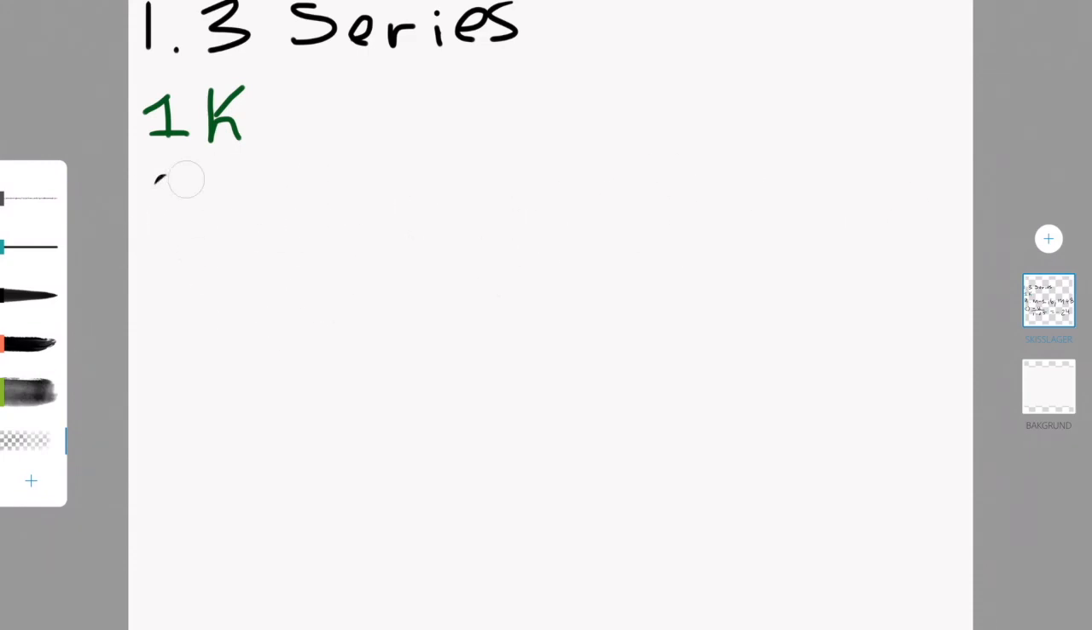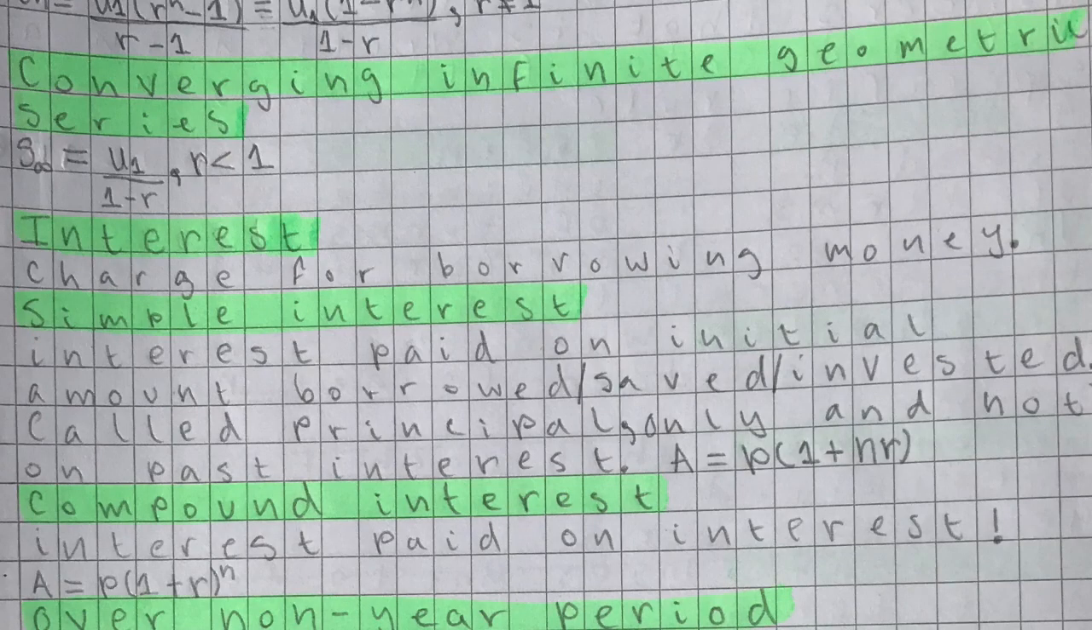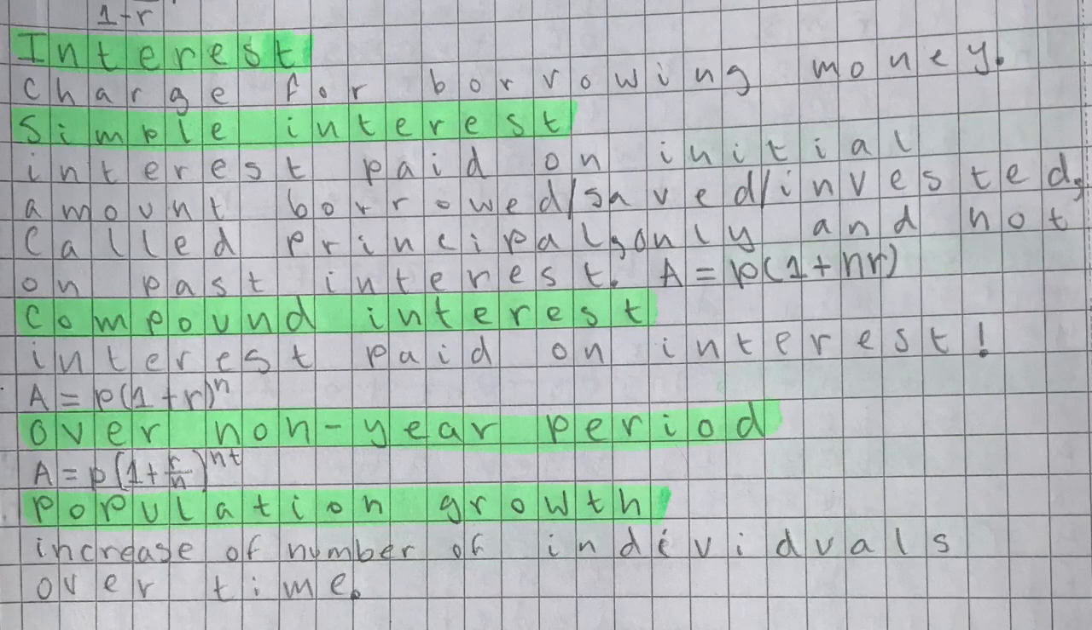Now we are moving on to chapter 1.4, which is applications of arithmetic and geometric patterns. So the two applications that we will be talking about in this chapter are interest and population growth. So we will begin with interest.